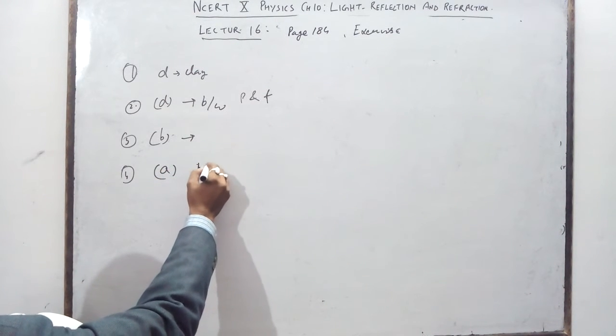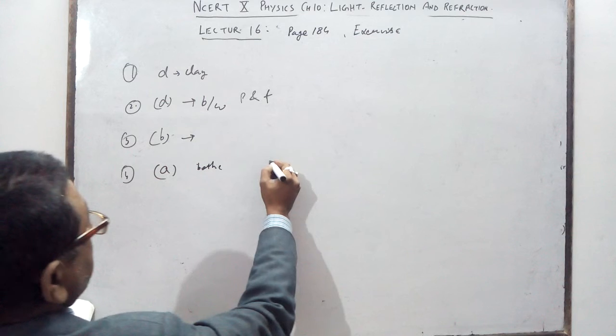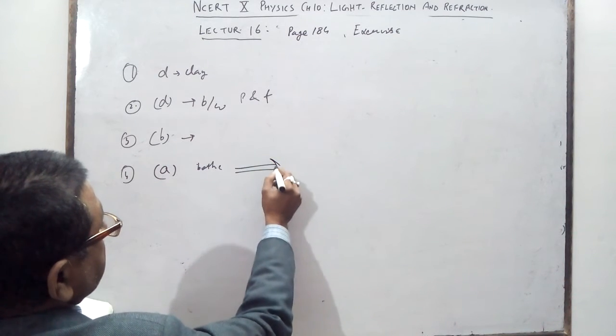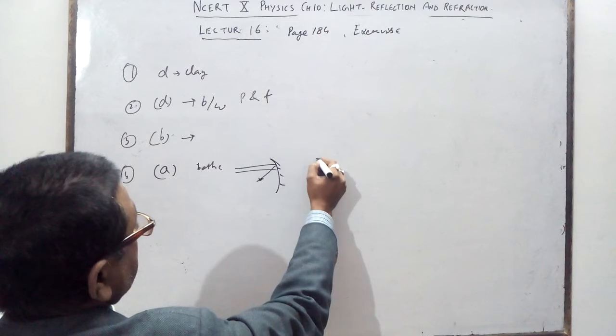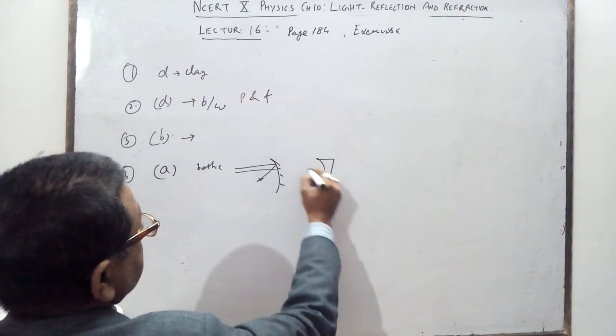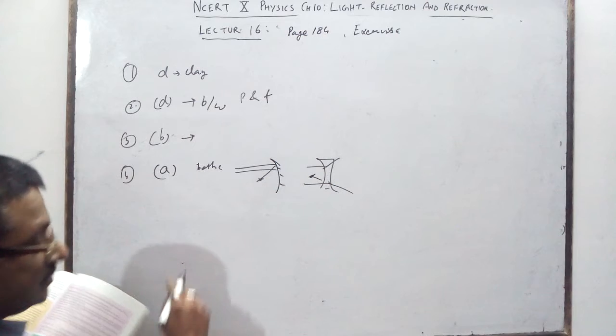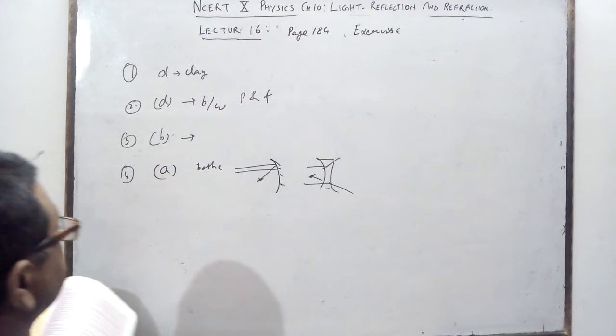Both concave. You know, the concave mirror is a converging mirror, with its focal length on this side. The concave lens is a diverging lens, so its focal length is also on this side. So it is both concave.